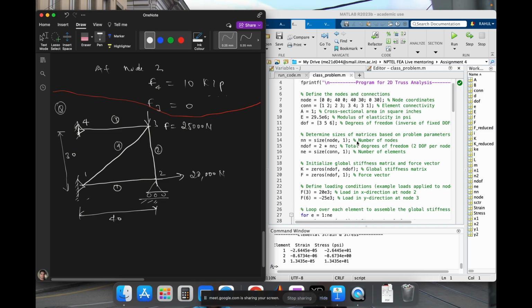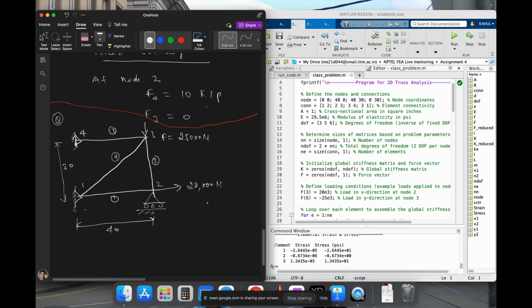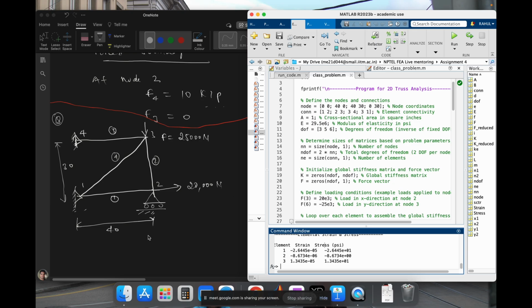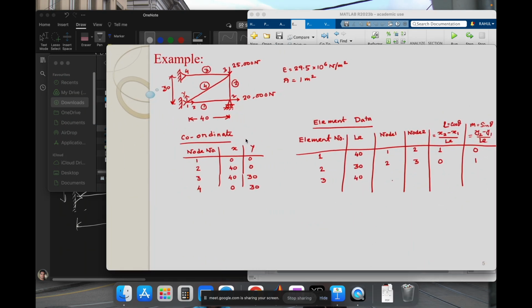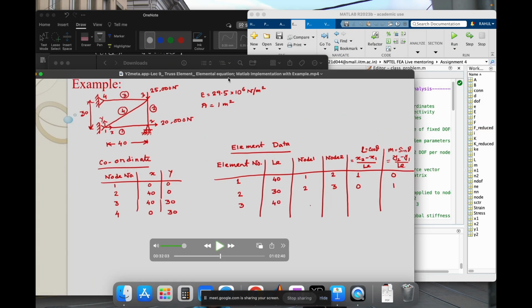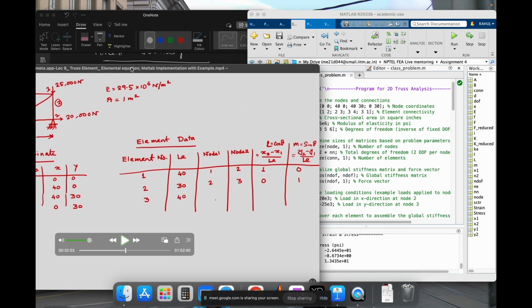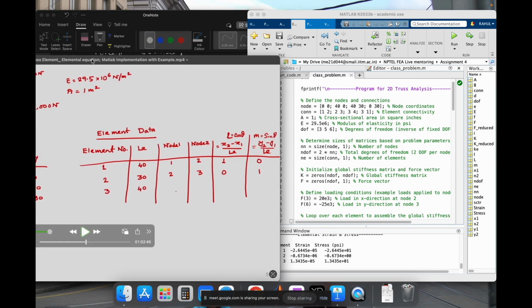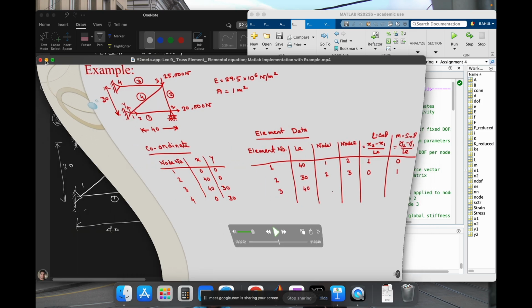Okay, so what was the area? We need to see what was the area. Yeah, area was 1 and modulus of elasticity was 29.5. Okay, fine, everything is correct now.